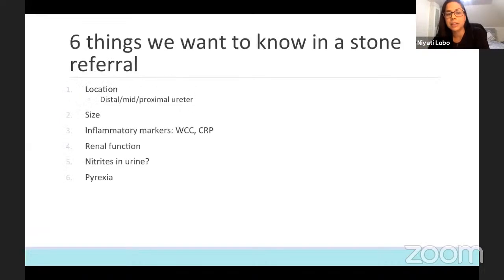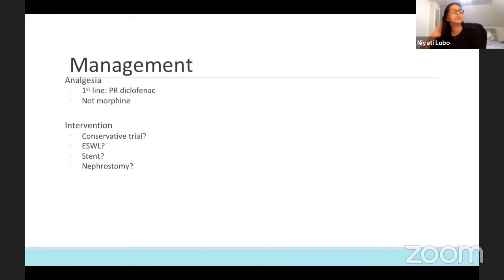First of all, how do you manage these patients? The first thing is giving these patients good analgesia, because they are in a lot of pain. Your first line for renal colic is PR diclofenac. It's not morphine. Morphine just makes people sick. It doesn't really touch stone pain, and then they just vomit, and it's a vicious cycle. Some A&Es that I've worked at really understand this well, and everyone gets PR diclofenac. But some A&Es are really poor for some reason, and all patients get morphine. I'm not quite sure why that is, but first line is diclofenac, and that works really well.